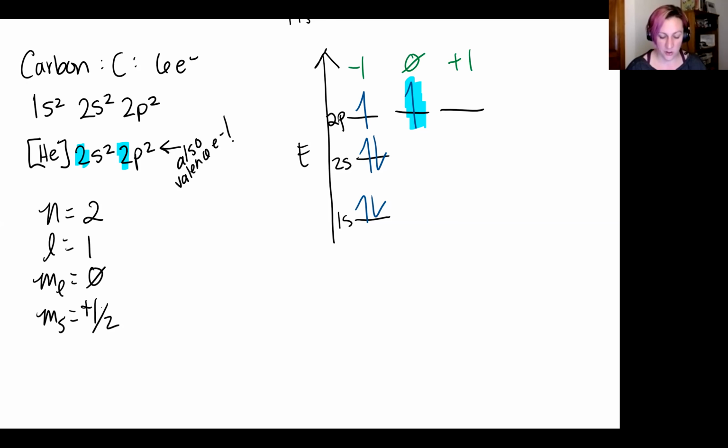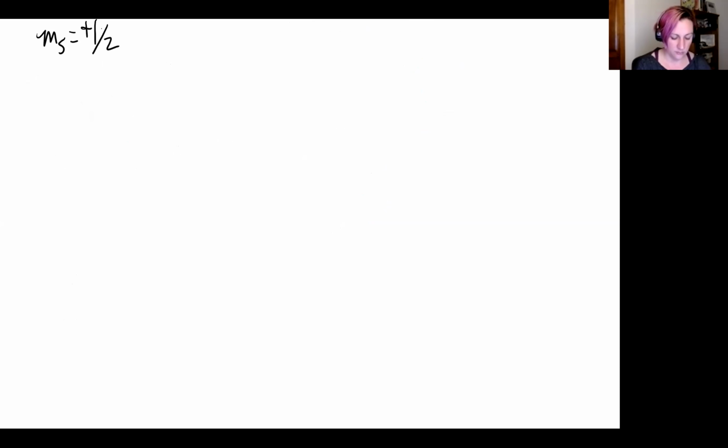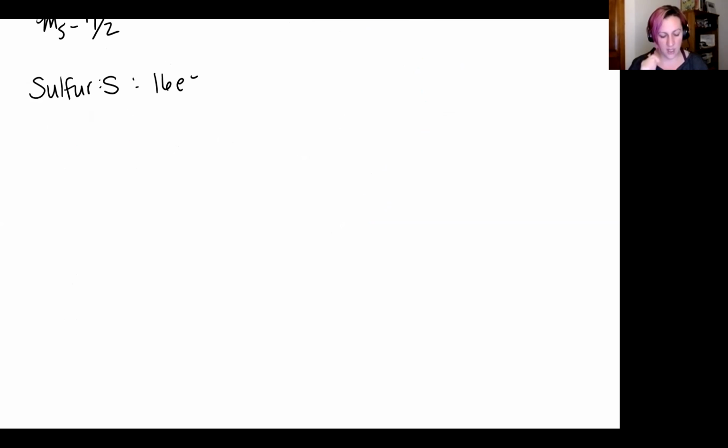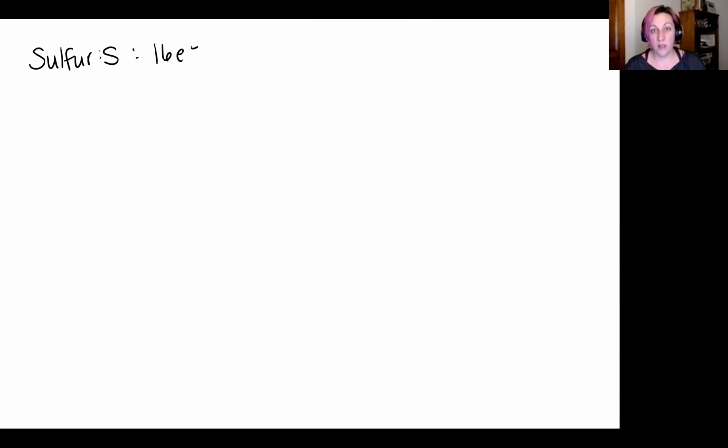All right, one last one. Let's do sulfur. So sulfur has 16 electrons in it. And so we'll start with writing out our electron configuration. So I always start at 1s2, then 2s2, 2p6, and this one's going to be in that third energy, or that third row. So I'm going to go up to 3s2 and then 3p4 for this one.